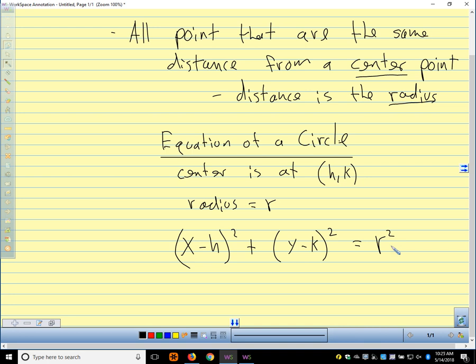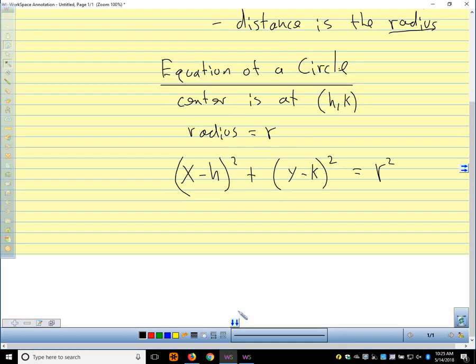Now, if we took the square root of both sides, we would have the square root of x minus h squared plus y minus k squared equals r. r is the distance, and that square root of x minus x1 squared plus y minus y1 squared is the distance from x, y to the center. So this is exactly the distance formula.